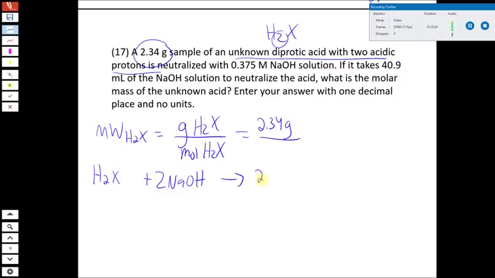Now, if we wanted the products here, which we don't really care about for this problem, we would form as a result 2 molecules of water, because each H plus and OH minus make 1 molecule of water, and then the other product is going to be just the cation that's left over, sodium, paired with the anion X2 minus to make an ionic compound Na2X, which we don't care about in this case or don't know the identity of either.